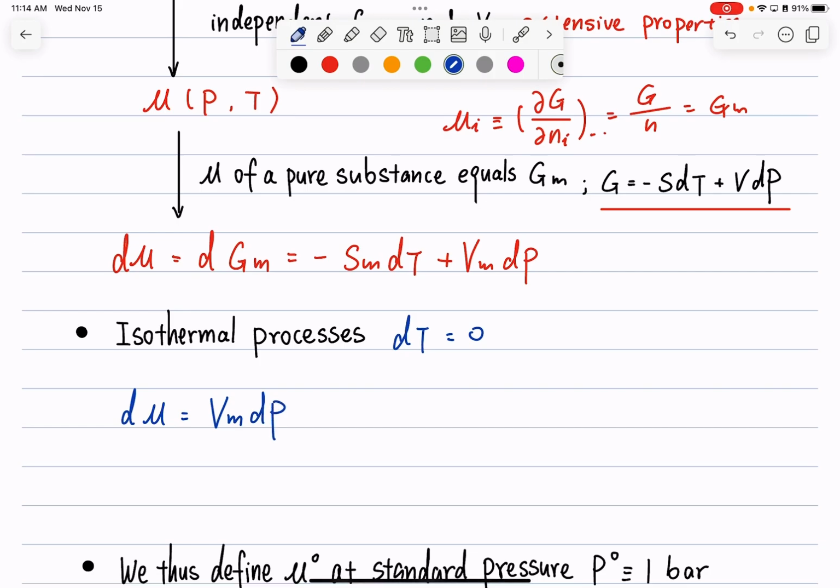And remember, we're talking about ideal gases. So Vm equals volume divided by number of moles. And for ideal gases, you have PV equals nRT. So that's nRT divided by nP, so these cancel out. We have an expression of your chemical potential in pressure and also the change of pressure: d mu equals RT over P dP.